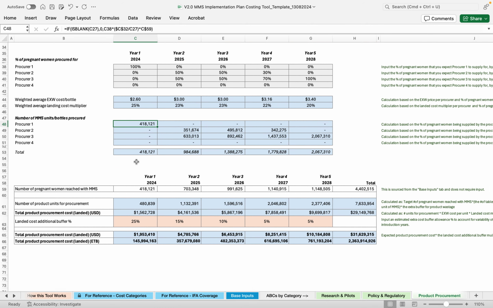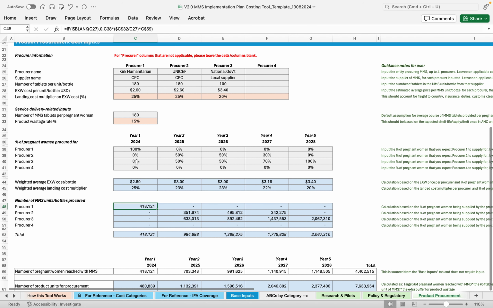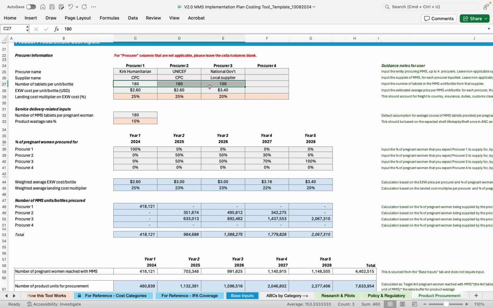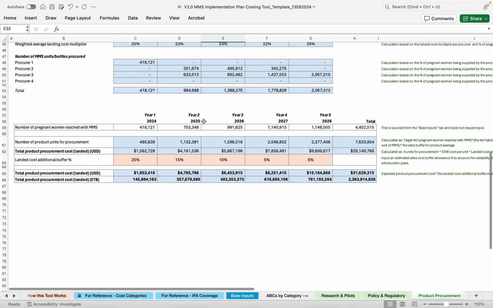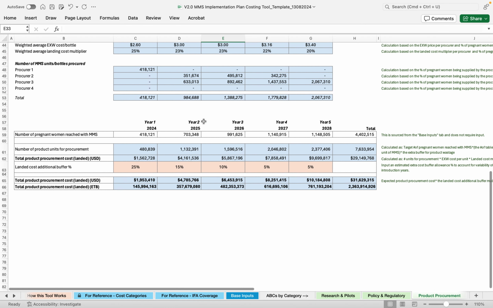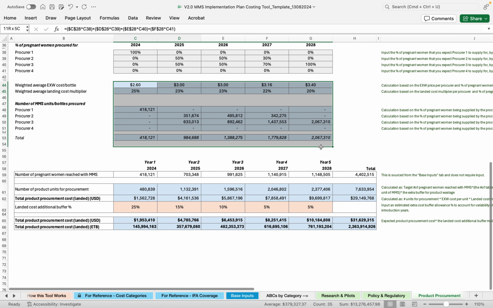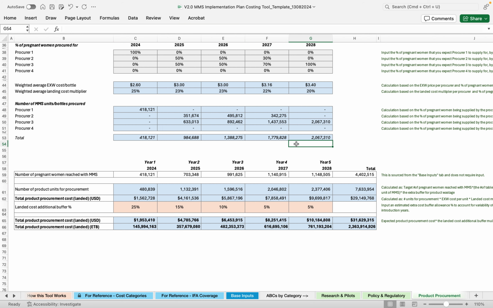The tool then calculates the number of MMS units or bottles that are going to be procured by procurer by year. And this is calculated based on the percentage of pregnant women being supplied by the procurer and the number of MMS bottles required, which may differ in numbers based on the number of tablets per bottle. So again, these are all calculations, and this doesn't need to be manually changed.